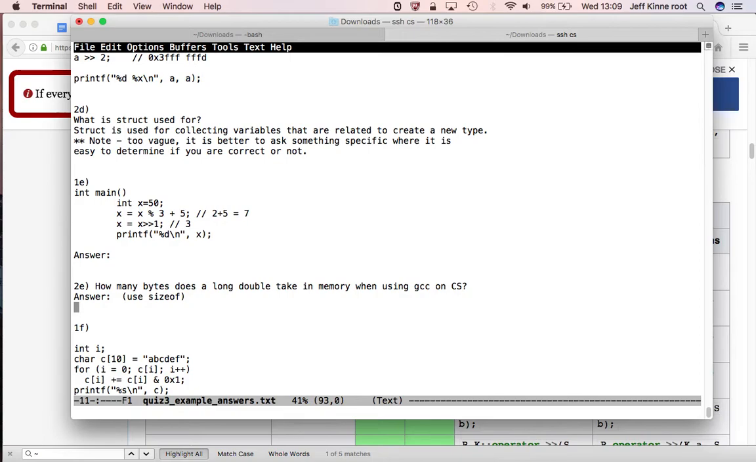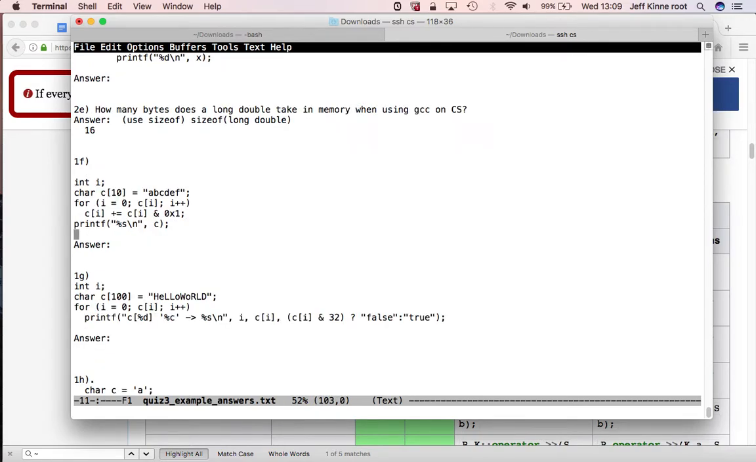How many bytes does a long double take in memory when using GCC on CS? I believe this is 16. And you would print out size of long double. Or you declare a variable that's long double and do size of that. All right. Here is another one.